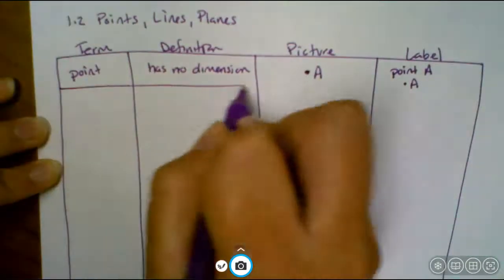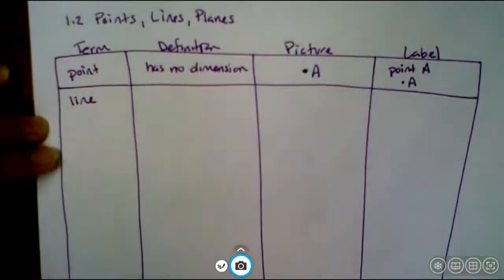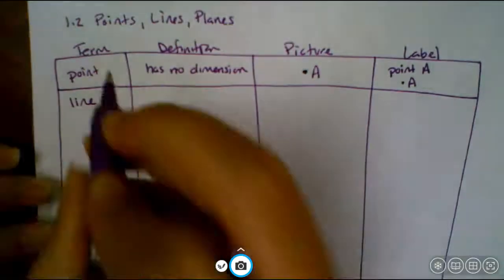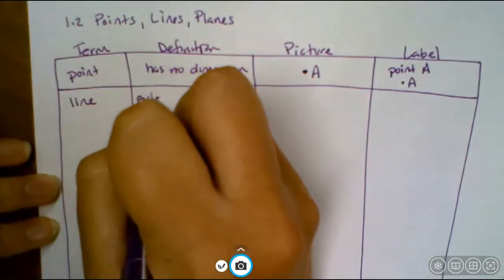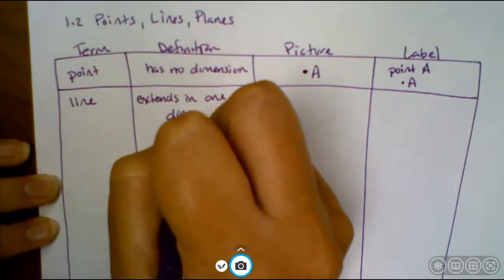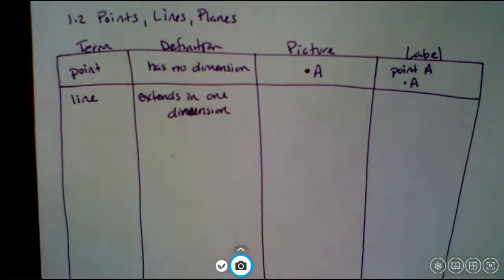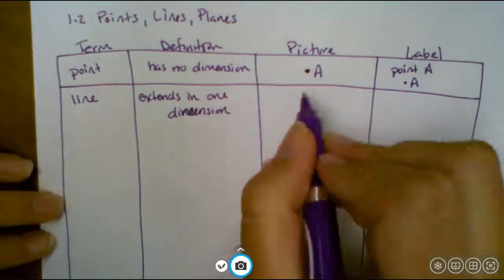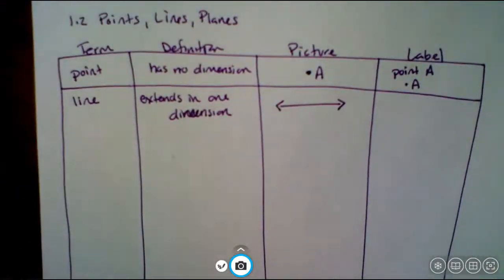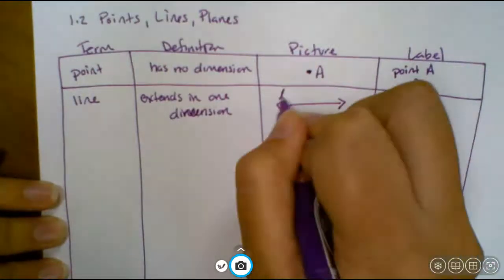So that's a point. The next one we're going to do is a line. A line extends in one dimension. It's going to extend 2 directions in one dimension. Okay, so a line, remember, a line goes on forever in 2 directions. So if we have a line, we always have arrows on both ends of the line because there's no endpoints. It keeps going forever.